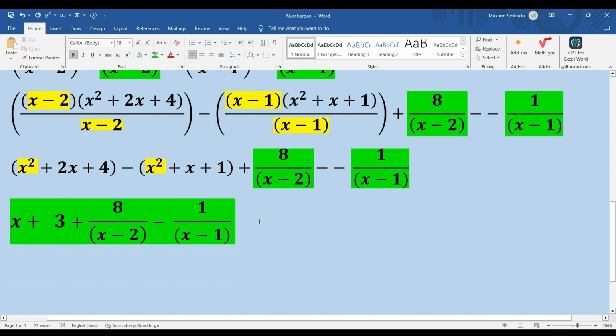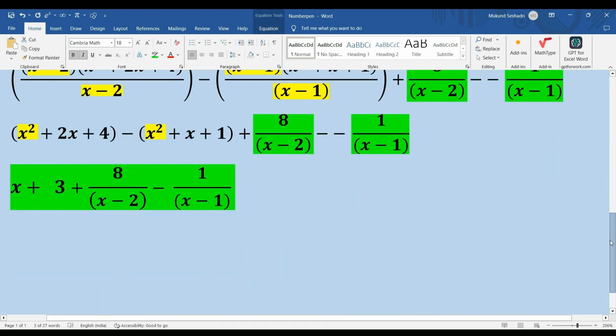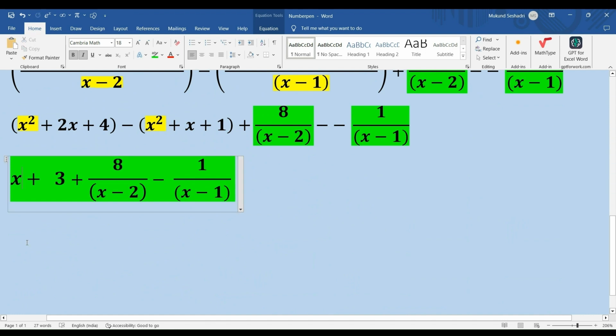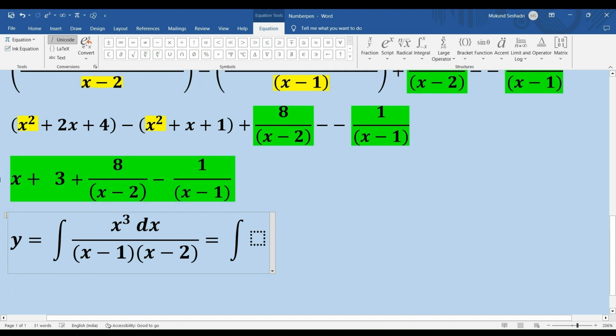So there we are. Let me go back to my y, which is the integral of x³ dx by (x − 2)(x − 1), and it becomes a lot simpler expression now. So let's rewrite our y using the expression we arrived at just now, right? So I have y equals the integral of (x + 3 + 8/(x − 2) − 1/(x − 1)) dx, right? So let's put that inside the bracket.